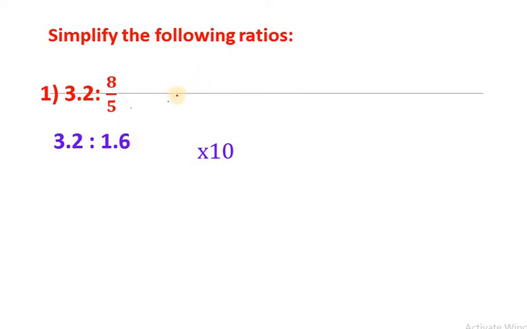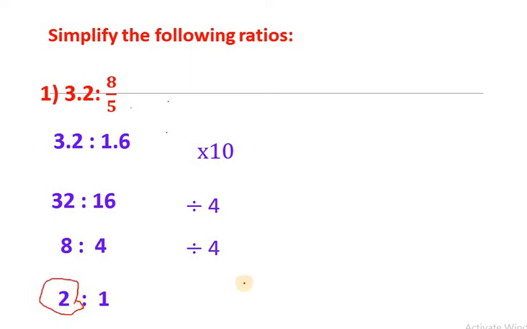Okay, and here I will multiply by what? I will multiply by 10, and then the answer will be 32 to 16, divided by 4. It will be 8 to 4, divided by 4 also. It will be 2 to 1. When you use your calculator to check your answer, you will get 2 only, because any number will stand alone over 1. So the calculator doesn't write the number 1 here, and you can see it as 2 only.